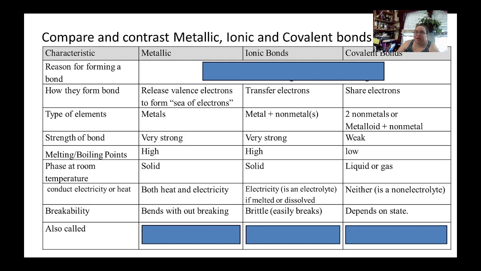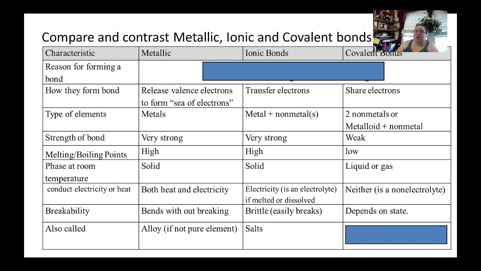In terms of their other names, metallic bonds can be referred to as alloys. They are only called an alloy if it's a mixture of metals. So that gold and that copper mixture is a gold alloy. Steel, for example, is an alloy. It's a mixture of carbon and iron, if I remember correctly.